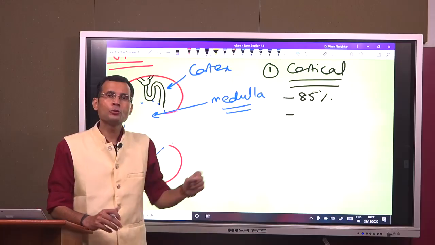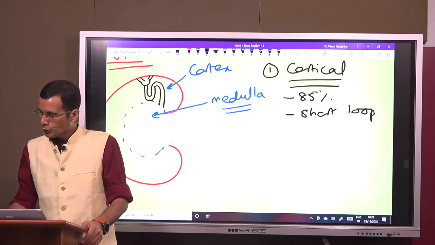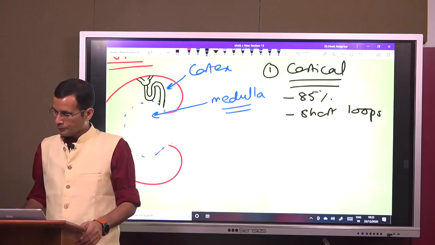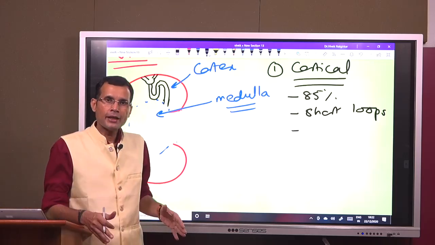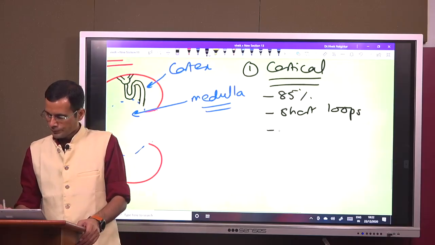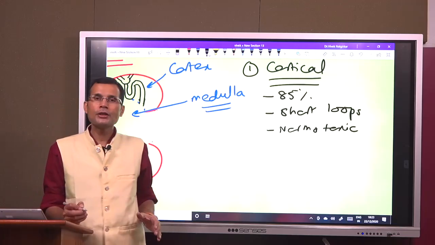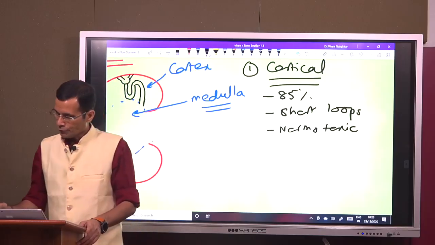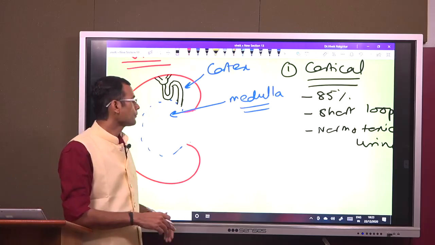They have short loops, you can see there. And what is their function? They will form the normotonic urine. I mean, to concentrate or dilute the urine is not the function of these nephrons. They will only excrete the substances in a normotonic urine.